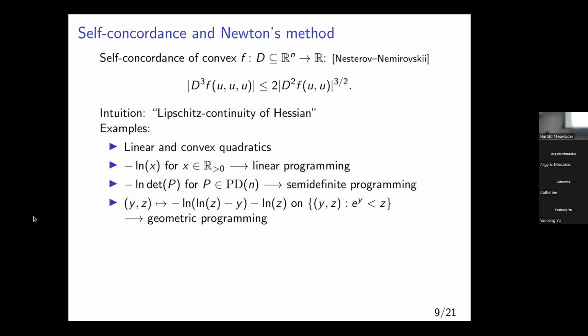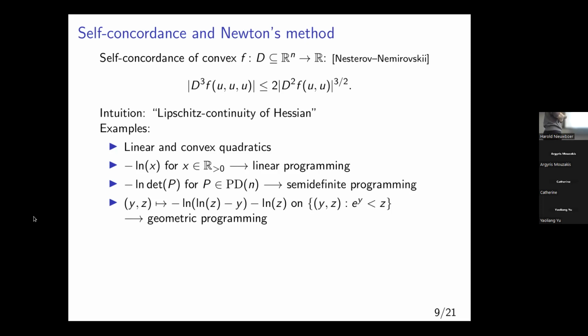In fact, I think it's the reason why people include a factor 2 here. It also makes some other things nice. This is the canonical example. The self-concordance of minus log allows you to give efficient algorithms for linear programming. Now you can do something similar for minus the log determinant of a positive definite matrix.